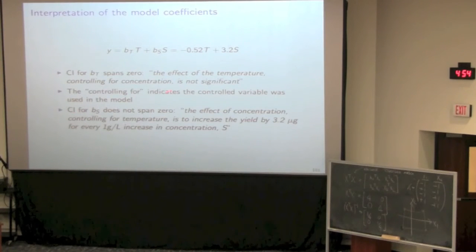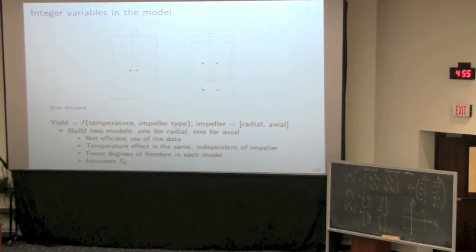Let's take a look at the confidence interval for BS. BS is 3.2. Let's say that confidence interval does not span zero. Then you will see this in scientific publications and literature: the effect of concentration S, controlled over temperature T, is to increase the yield by 3.2 micrograms for every 1 gram per meter increase in S. Controlling for simply means that we use the other variable in our model. That's a standard phrase that you see in literature. To control for something means that you include that something in the model as a variable, and that variable's effect is then taken into account.